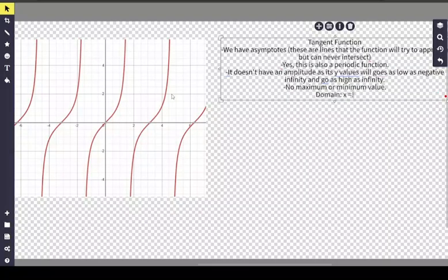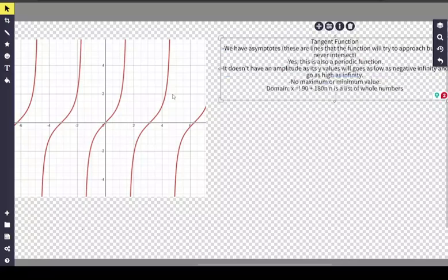So the domain is x does not equal 90 plus 180n, right? So it will repeat itself every 180 degrees, and you will see why soon. N such that n is a whole number. So we can't have n as decimals. We can't have 0.5, 0.3, or anything. They have to be whole numbers. They could be negative numbers, but they have to be whole numbers.